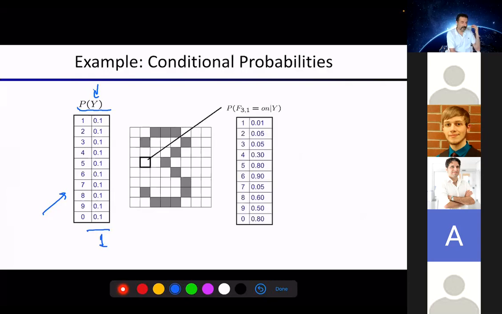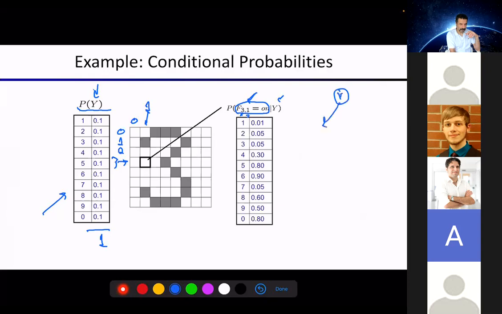What are these conditional probabilities? It means, for example, what is the value of F3,1? This is the third row, 1, right? So this is 0, 0, 1, 1, 2, 3. Okay. So what is the pixel value of this? It means what is the probability that this pixel is on, given a particular label, right?